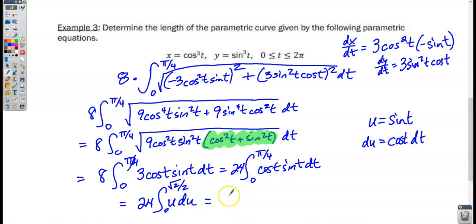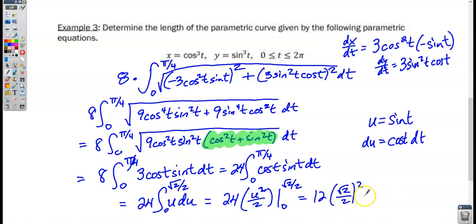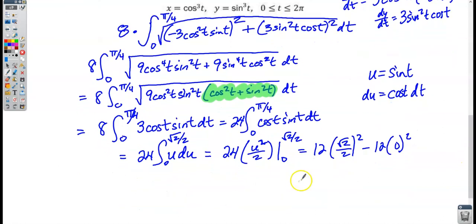And now integrating, this becomes 24 times u squared over 2 evaluated from 0 to root 2 over 2. So that's going to be equal to 12 times the quantity root 2 over 2 squared minus 12 times 0 squared. And that becomes 12 times 2 over 4, 12 times 1/2. And so the length of that curve is 6.